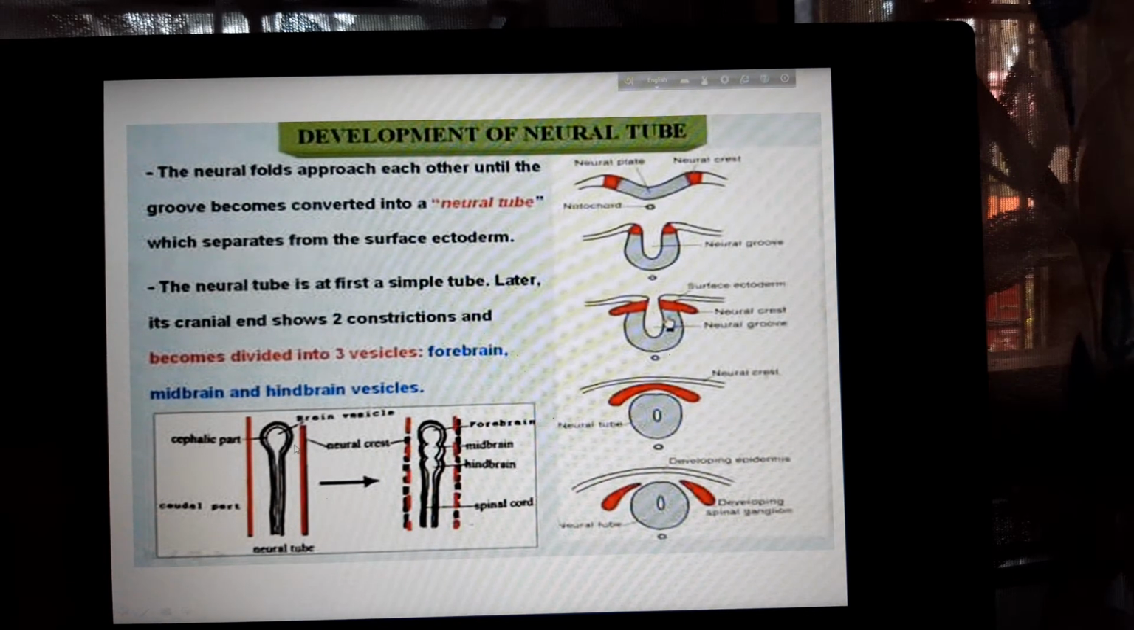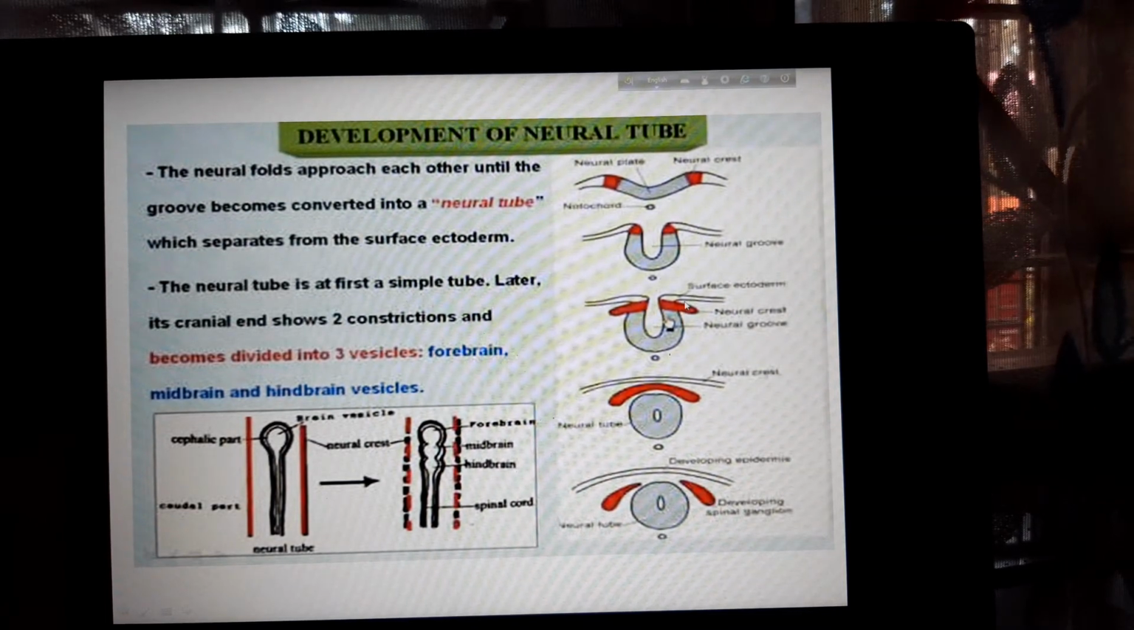the brain is developed. Next, you see, these red ones are the lateral cells of the neural plate. These lateral cells of the neural fold do not take part in the formation of the neural tube. These are called neural crest cells.